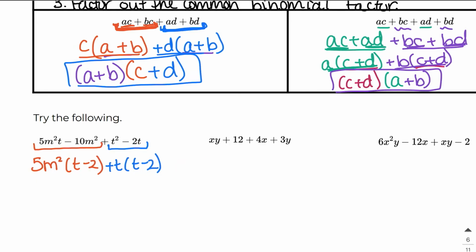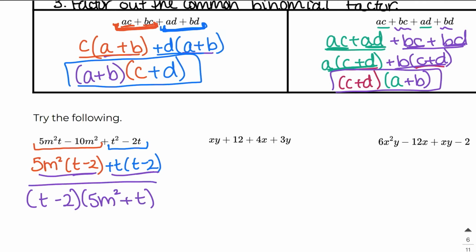Now, when you look at this, you can see, oh, there's a t minus 2 in common. And when I factor that out of my first term, I have 5m squared left over. When I factor it out of my second term, I have a t left over. And this has been factored by grouping.